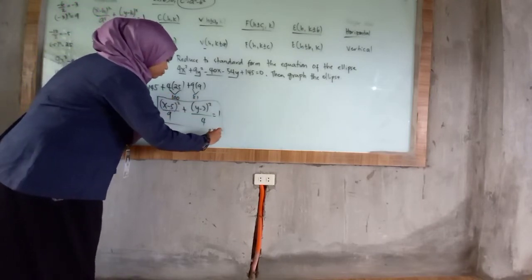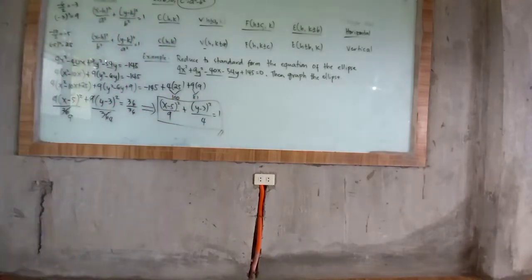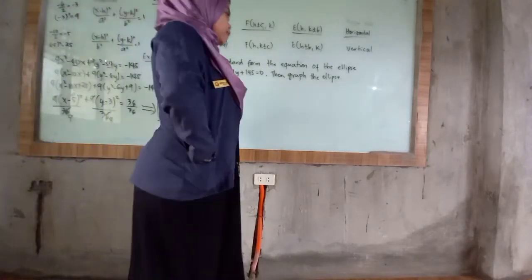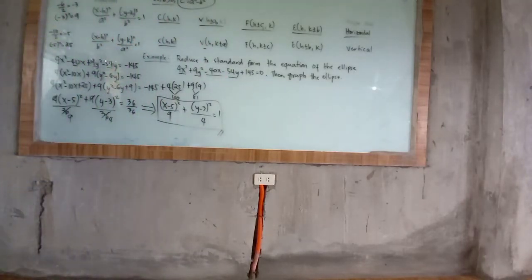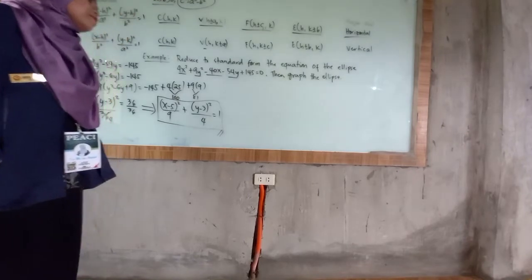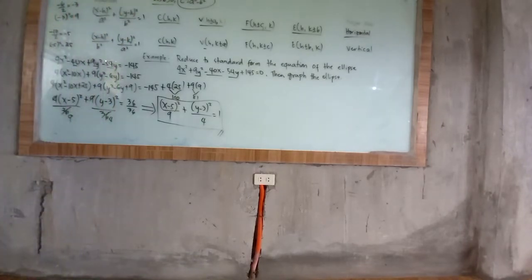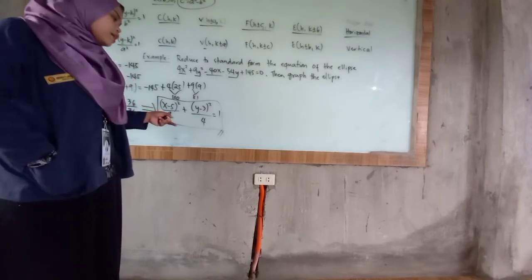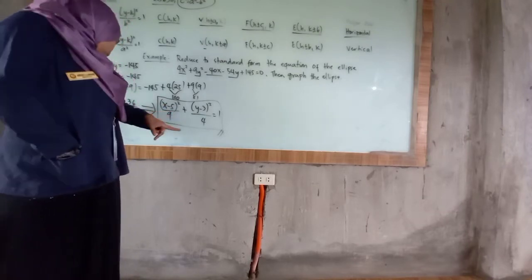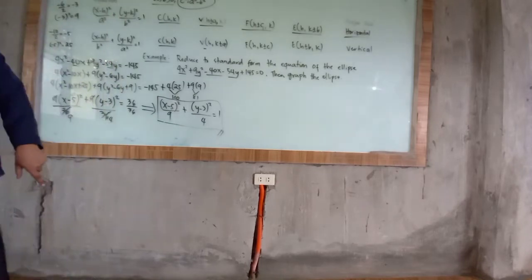So, yan na yung standard form natin. So, ang sabi niya sa problem, you have to graph the ellipse. So, you cannot graph the ellipse without enumerating or finding the properties. That is the vertices, foci, at saka yung endpoints ng minor axis. Pero, bago natin kunin yung center, vertices, foci, at saka endpoints, we have to determine the orientation of the given ellipse.